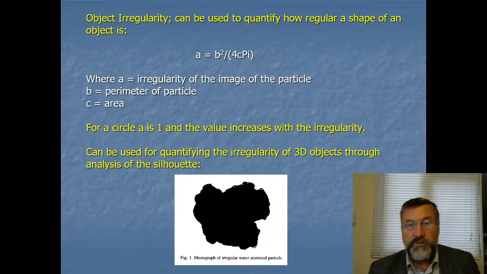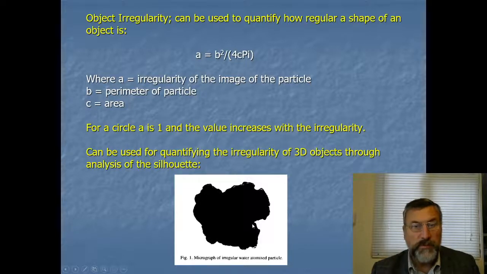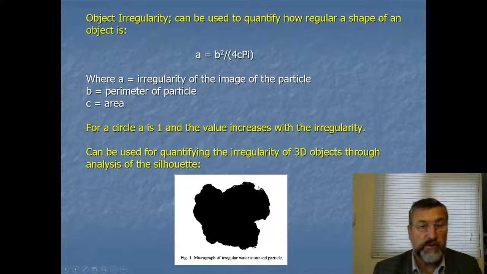I did various projects looking at the irregularity of the particles of, in this case, water atomized iron. And as the irregularity increases, the density with which this stuff fills containers decreases. So that's quite important for many industrial processes. And also the flow characteristics of the powder will change depending on the irregularity.